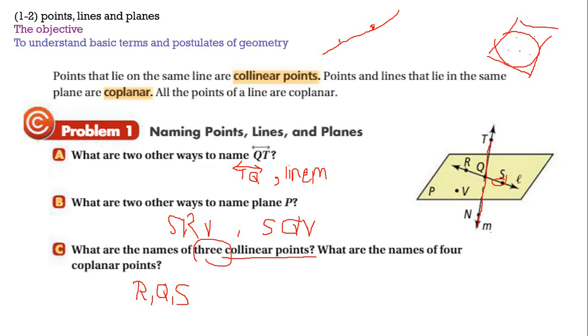Now what are the names of 4 coplanar points? Coplanar points are R, Q, S, and V. So the most important thing in coplanar is that the points lie on the same plane. You don't need to care whether it's on the same line or not, but it could be on the same line, by the way. So these are the coplanar points.